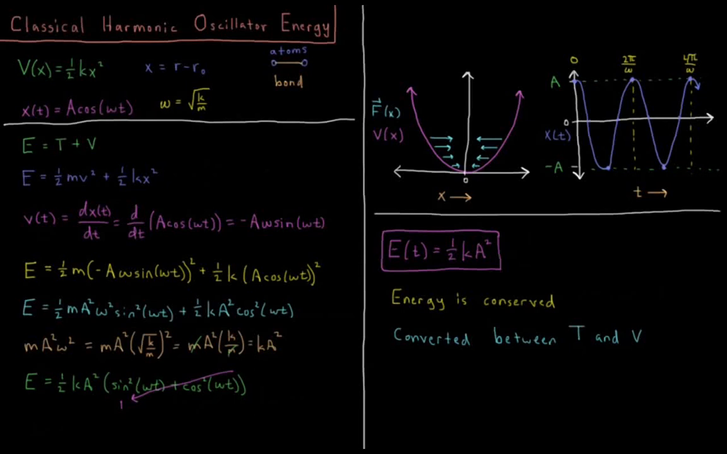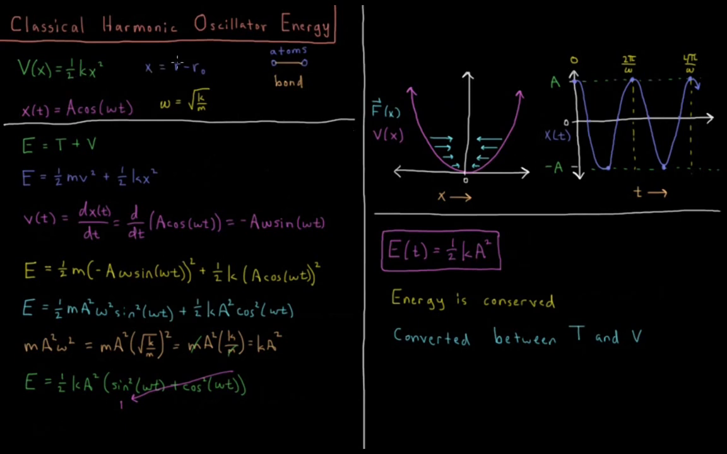In this video, we'll continue our look into the classical harmonic oscillator by looking at its energies. So in the previous video, we discussed our model for the harmonic oscillator. The potential energy function V of x is equal to 1/2 kx squared. So it's a parabola whose shape is determined by our spring constant k. Larger k means a tighter parabola. A smaller k means a looser parabola.